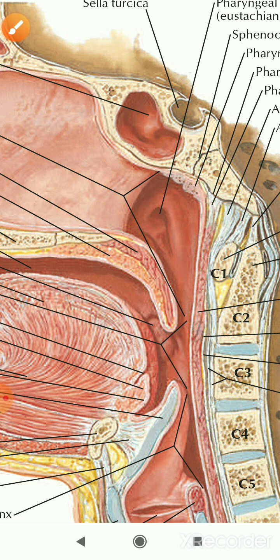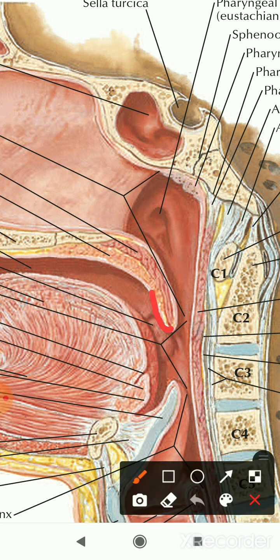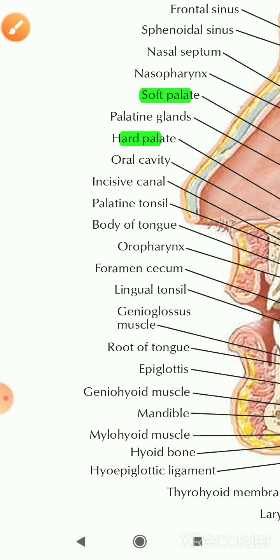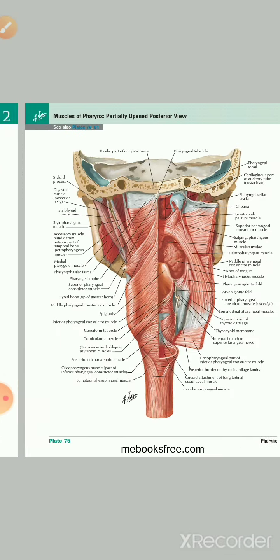And last of all, the lower border of the soft palate is free and presents a downward conical projection which is known as uvula. Now from the base of the uvula, two mucosal folds extend downwards on each side and form two arches, that is palatoglossal arch and palatopharyngeal arch.